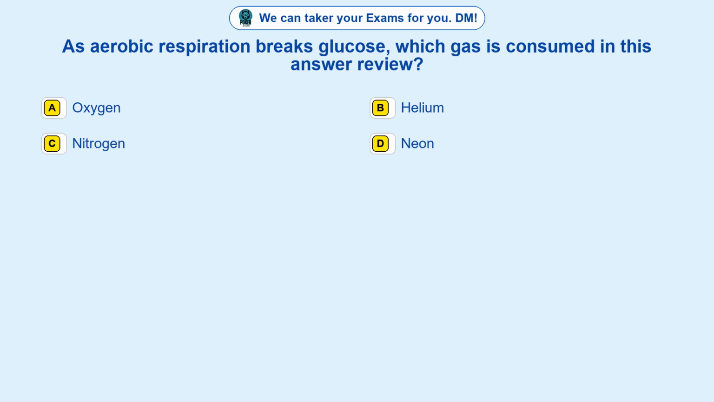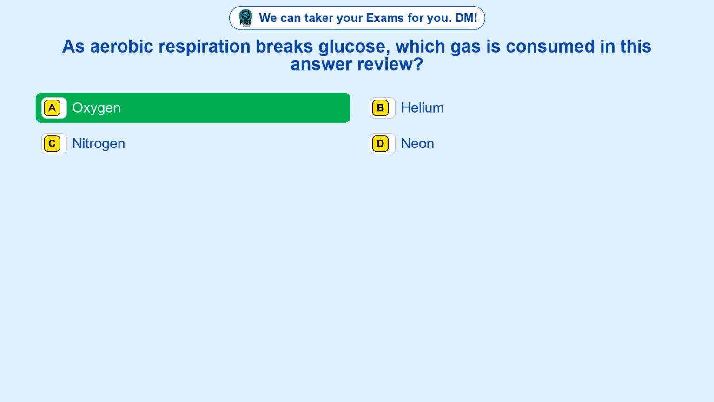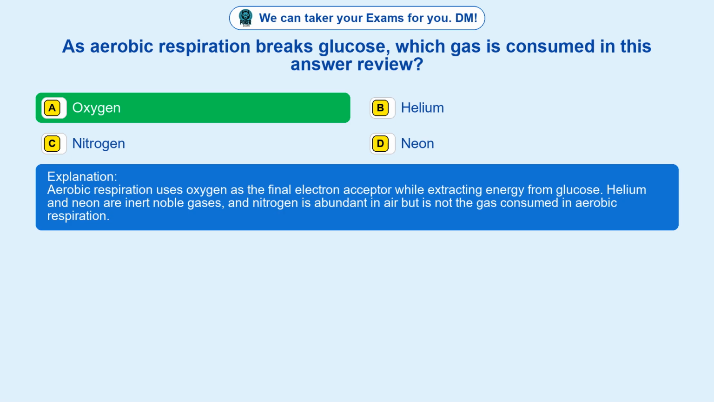Question 23. As aerobic respiration breaks glucose, which gas is consumed in this answer review? Option A, oxygen. Option B, helium. Option C, nitrogen. Option D, neon. The correct answer is option A. Oxygen. Aerobic respiration uses oxygen as the final electron acceptor while extracting energy from glucose. Helium and neon are inert noble gases, and nitrogen is abundant in air but is not the gas consumed in aerobic respiration.